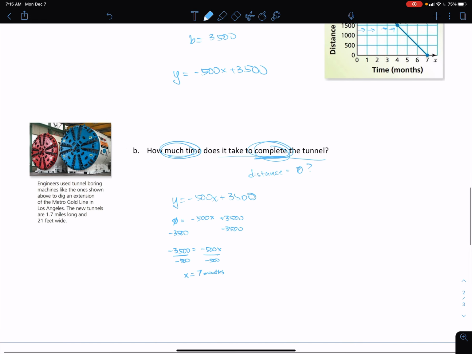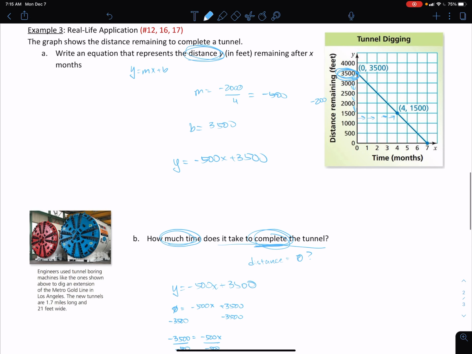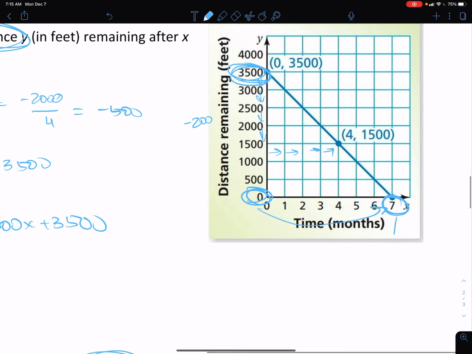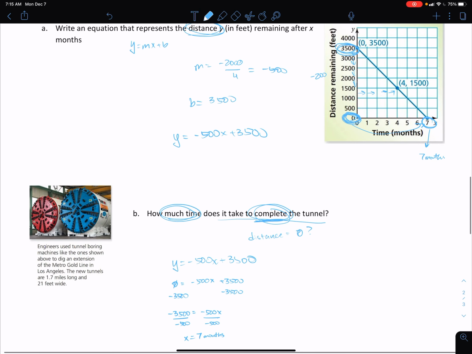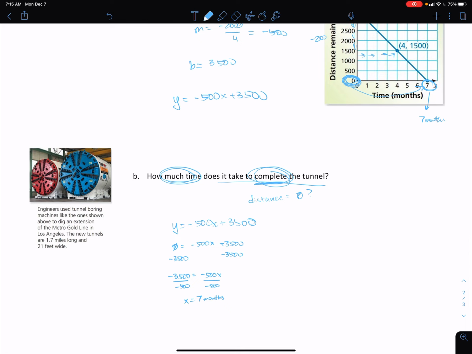Another way is by taking a look at your graph. When distance is equal to 0, x is equal to 7. So this is another way. You could have just looked at the graph and said, oh, when I have 0 distance remaining, it's 7 months to complete. That's all you have to do for that one too. So there are two different ways you can do it. You get the exact same answer both ways.